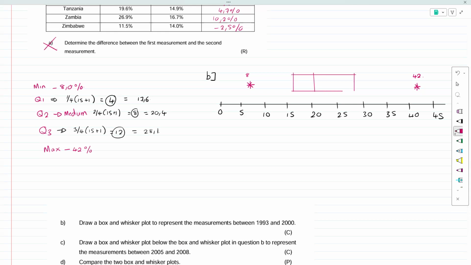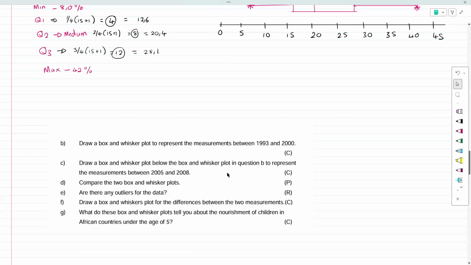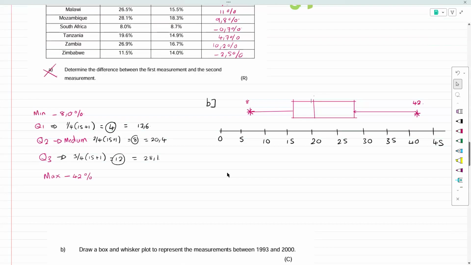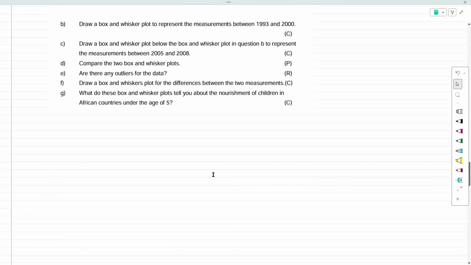Now my box and whisker diagram looks quite questionable, but generally if you're drawing it with pen and paper, it would be good. Now guys, this is quartile 1. Quartile 1 is 17.6. This middle line is quartile 2, which is 20.4. And the other line is quartile 3. Now, I know they did not ask you this as yet, and it's fine, but I would like to teach you something before we move on, okay?